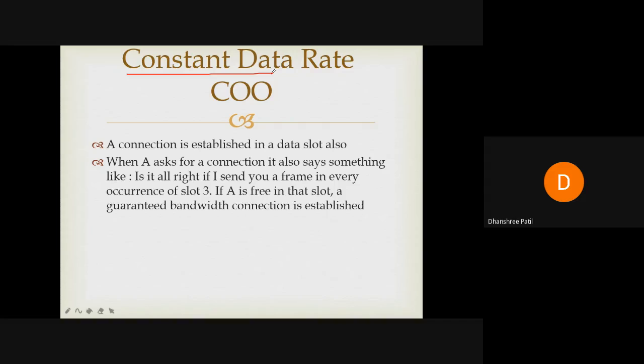Clear? Yes or no? Do you understand why it is called a constant data rate? Okay, I hope it is clear. If you have any doubt, you can ask in between also.